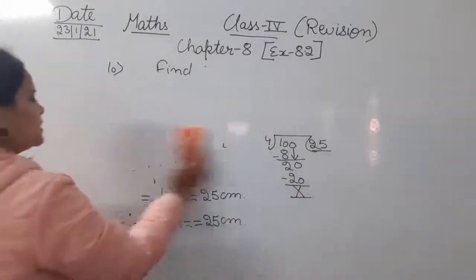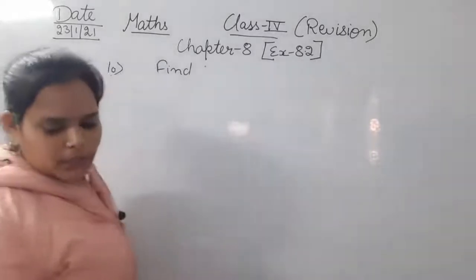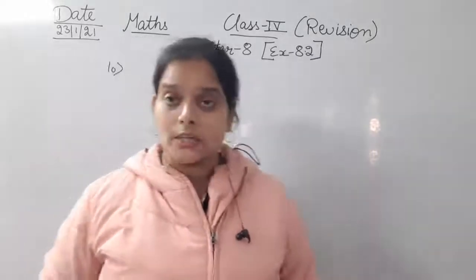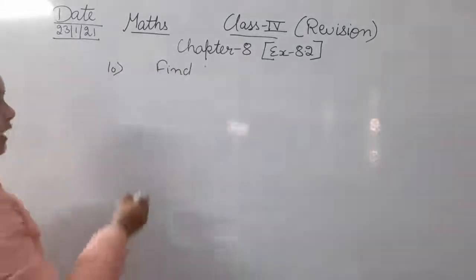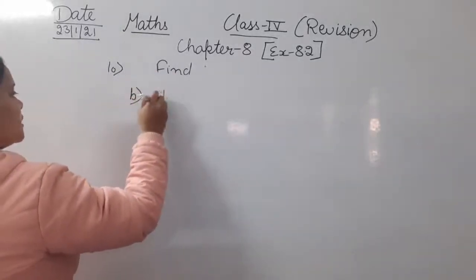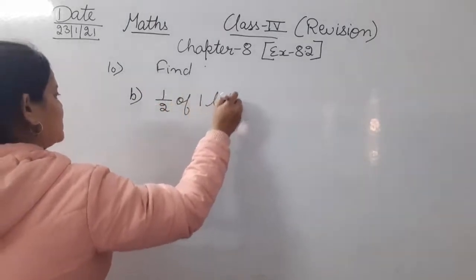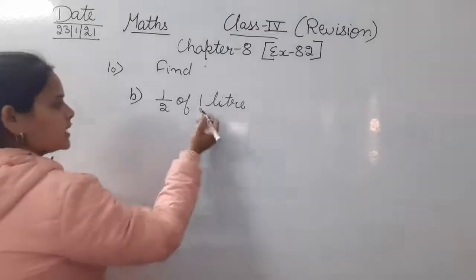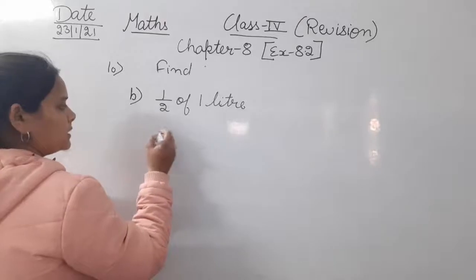In the B part, we have to find 1/2 of 1 liter. So we have to find 1/2, or you can say half, of 1 liter. First of all, as you can see 1 here again, we will convert it to the lower unit, that is milliliter.